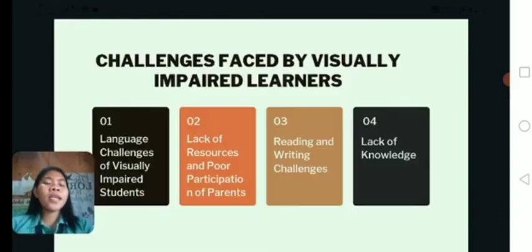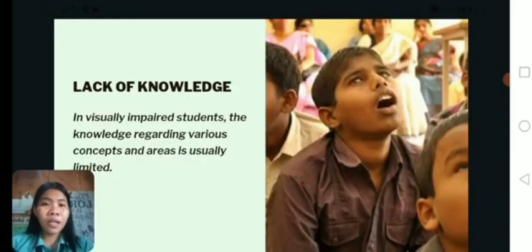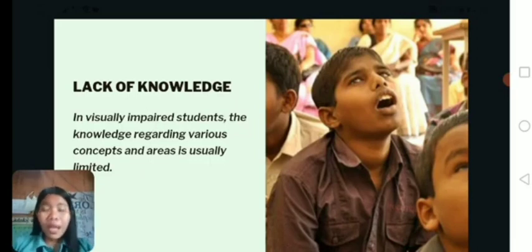So the last one is the lack of knowledge. In visually impaired students, the knowledge regarding various concepts and areas is usually limited. It's really not easy for students who are visually impaired to acquire knowledge, especially if they are not supported with different assistive devices. Their knowledge is very limited, especially if they were not given the opportunity to attend school. Due to the lack of knowledge, students who are visually impaired will experience difficulties and problems in improving their academic pursuit.